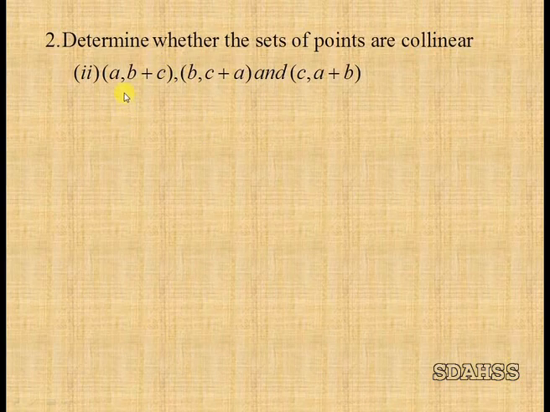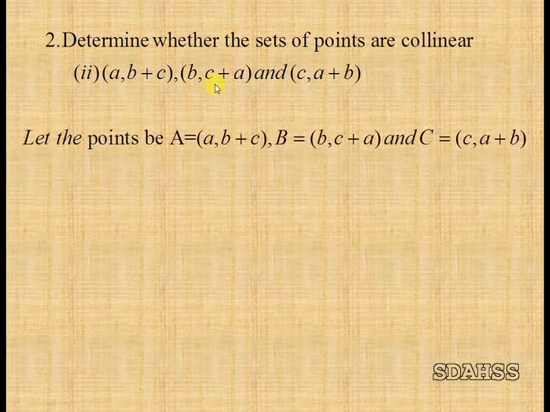First let us take the first point A, the second point B, and the third point C. A is equal to a comma b plus c, B is equal to b comma c plus a, C is equal to c comma a plus b. At the same time, this is x1, y1, this is x2, y2, this is x3, y3.